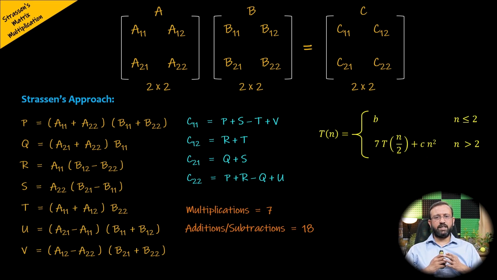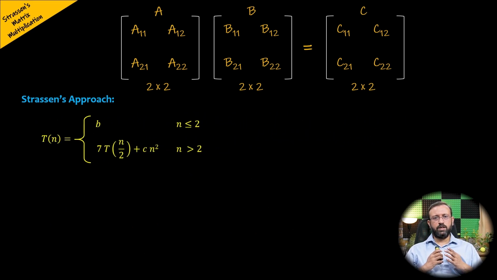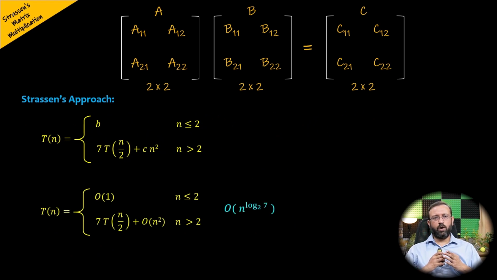Since it's matrix addition and subtraction, that is, corresponding elements are added or subtracted, we need to traverse the rows and columns of the matrices, which is done in n squared time. Therefore, if n is greater than 2, we have 7T(n/2) plus c multiplied by n squared. Here, b and c are some constants. This recurrence relation can be solved using the substitution method, which gives O(n^log 7 to base 2), which is nothing but O(n^2.81). So Strassen's approach also uses divide and conquer, but the complexity is O(n^2.81).